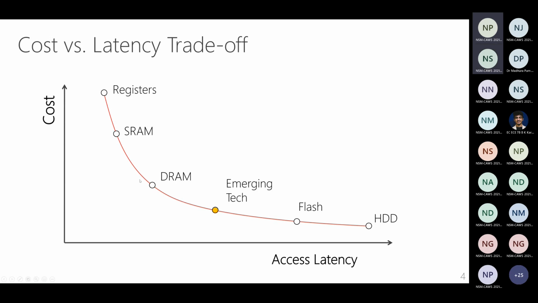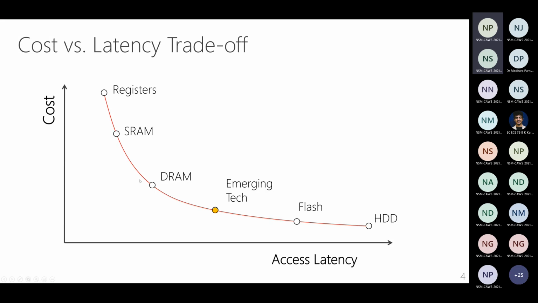Is it fair to compare DRAM and HDD, considering one is volatile and the other is not? I'm also able to see the chat, so if you have any questions, you can just directly post your questions, or even raise your hand or just interrupt me.